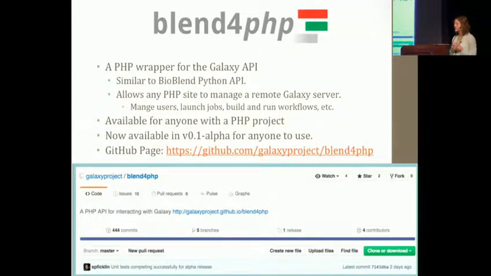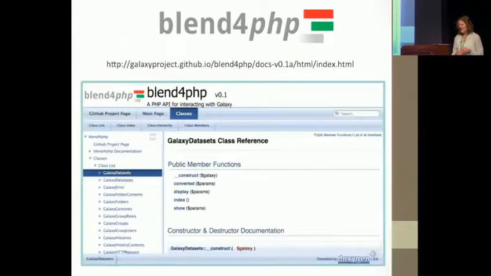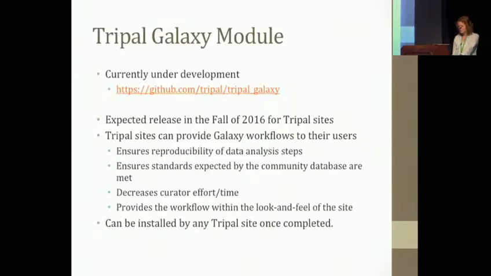It was originally on the Tripal GitHub, but last week when it went live, we were able to move it into the Galaxy project GitHub for other people, hopefully, to discover and use. This does come with Doxygen documentation, which should make it hopefully very easy to browse the classes and all of the documentation. So please check that out.